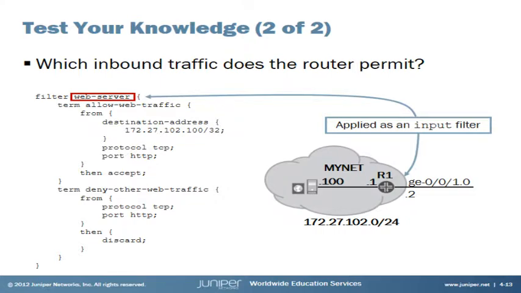So here's a filter. Look at this one here. Which inbound traffic does the router permit? So here we have a web filter. The term is allowed web traffic from destination 172.27.102.100/32. That's the destination address. Protocol TCP, port HTTP, then accept. So the destination address is in fact our web server. Then we have another term which is deny the traffic. So from protocol TCP, port HTTP, then discard.